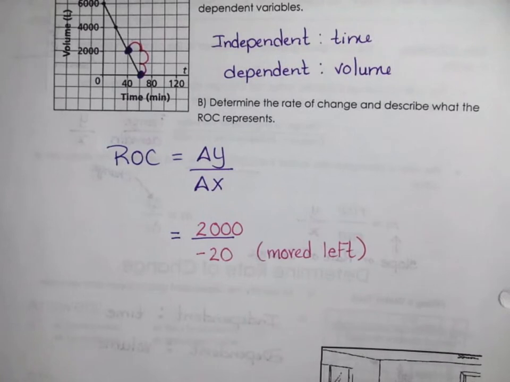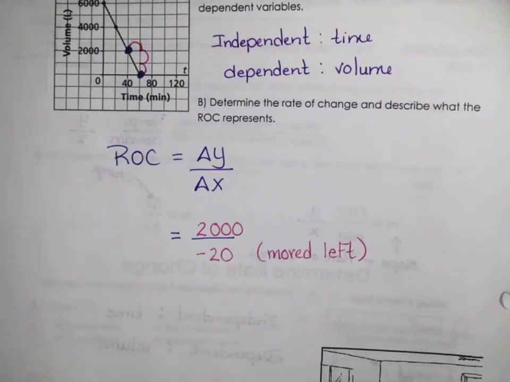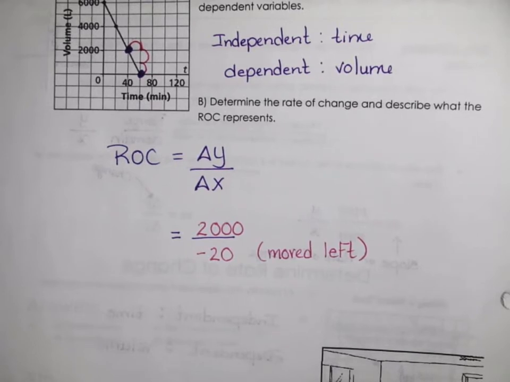So because I moved left, it's a negative value. When I move to the right, it's positive. When I move to the left, it's negative. Up, down seems pretty easy. Like up is positive, down is negative.